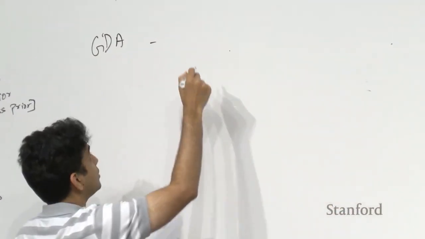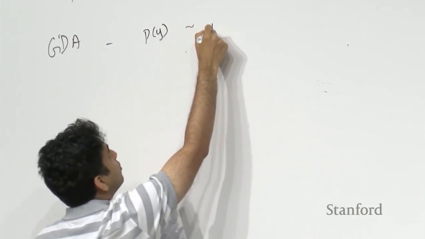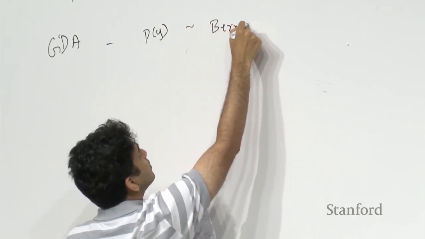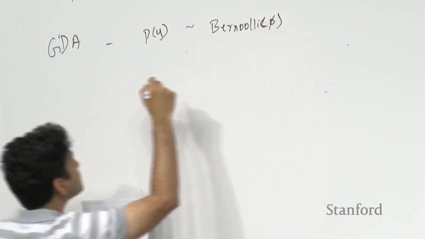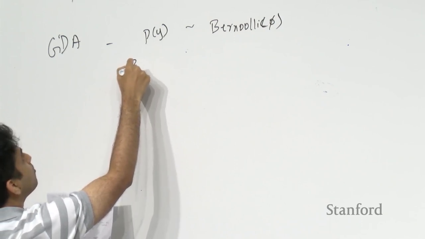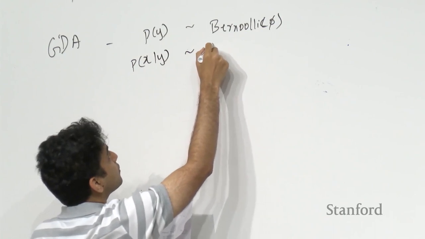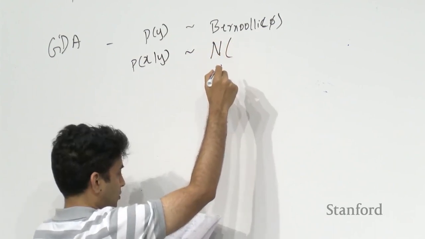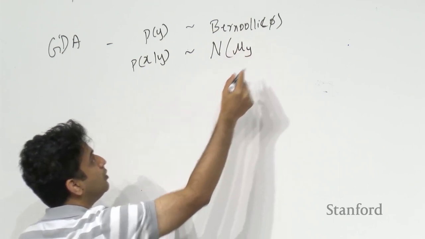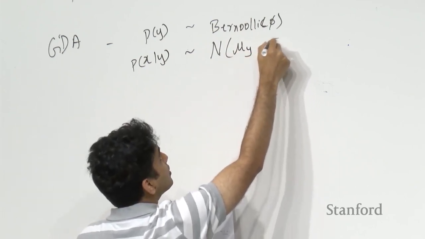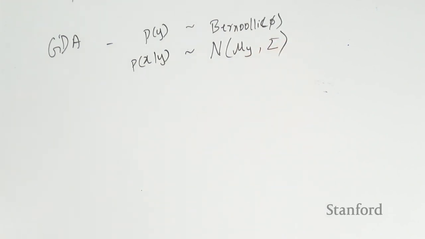And for GDA, the model was something like this. We assumed P of y, the prior, was some Bernoulli with parameter phi. And P of x given y was from a normal distribution with mean mu y. So each y had its own mu and a common covariance matrix sigma. So this was GDA.